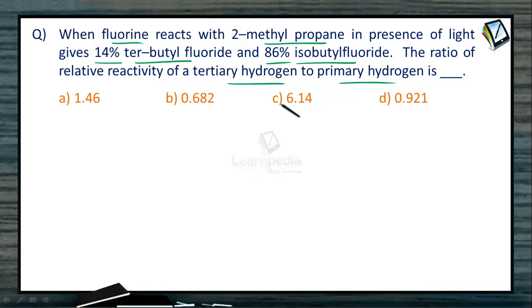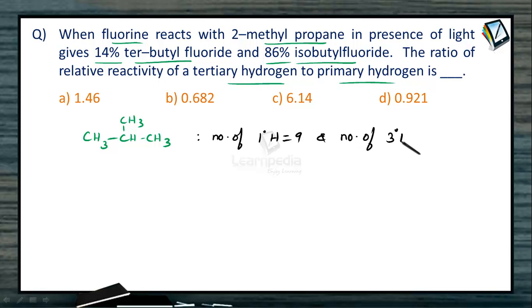From the question itself, it is clear that the reactivity of the primary, secondary, and tertiary hydrogens towards halogenation is different. And the alkane given here is 2-methylpropane, and its structure is like this. This compound has the primary carbons, these three, as well as a tertiary carbon. So that is the reason why I can write the number of primary hydrogens as equal to 9 and the number of tertiary hydrogens as equal to 1, because these three are the primary carbons and the corresponding hydrogens become the primary hydrogens, and this is the tertiary carbon and this becomes the tertiary hydrogen.